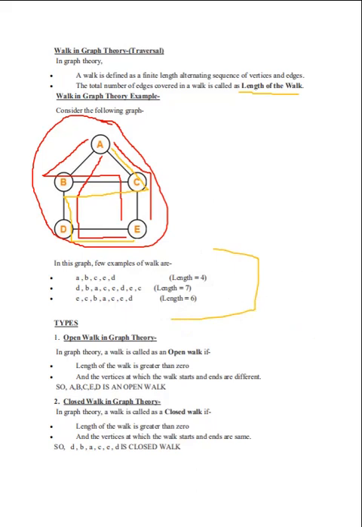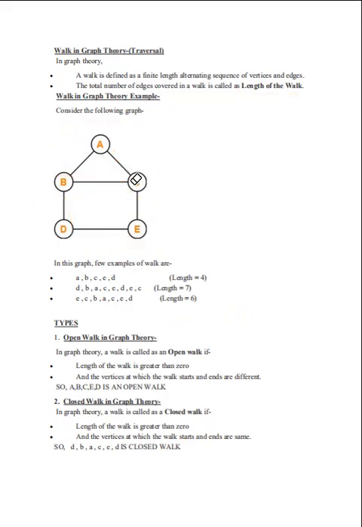Alright, you understand that. Then we have different types of walk. Now one is the open walk. What is an open walk? It's a walk, but it does not reach the source as its destination.